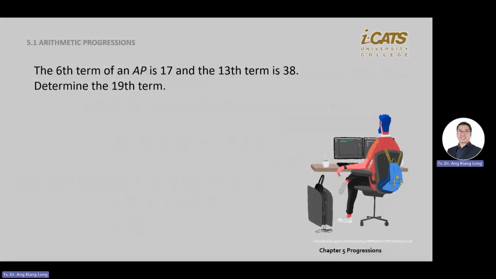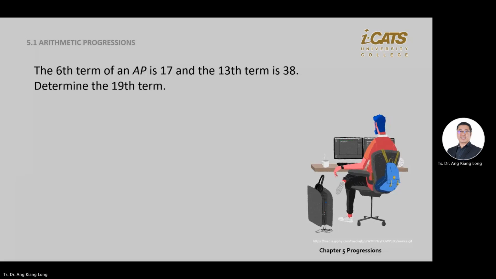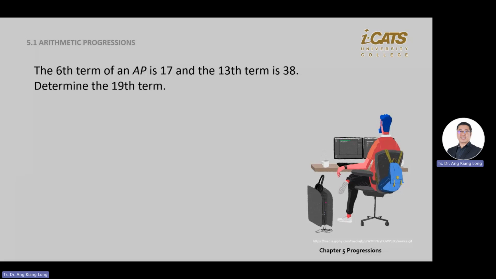Sometimes it just gives you a puzzle. It tells you the 6th term of an arithmetic progression is 17, then the 13th term in the arithmetic progression is 38, and asks you to determine the 19th. This is like a test or final exam standard. It won't be so strict and direct like the previous one.